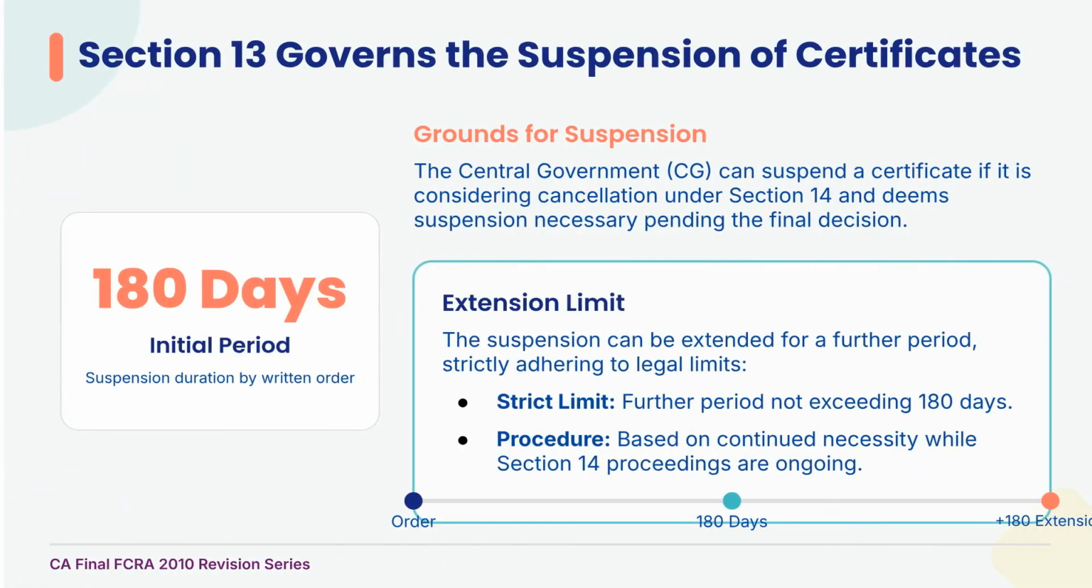Now let us understand suspension under Section 13. The central government may suspend an FCRA certificate when it is considering cancellation under Section 14 and believes that temporary suspension is necessary while the matter is being examined. The suspension is initially permitted for 180 days through a written order. If circumstances justify continuation, it may be extended for a further period not exceeding another 180 days. In simple terms, suspension acts as an interim regulatory measure, allowing the government to pause the organization's FCRA operations while deciding whether cancellation should ultimately take place.